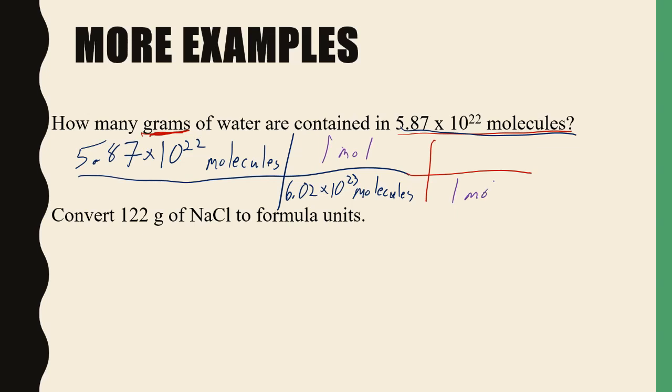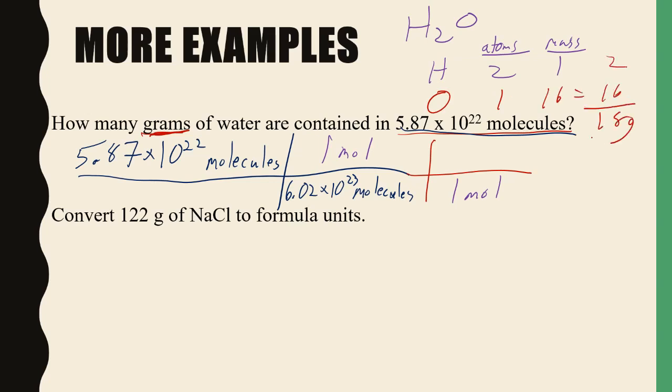water, so water is H2O. So that's hydrogen, 2 atoms of hydrogen. Each one has a mass of 1. And oxygen, I might as well switch because I learned in the last one. And each one has a mass of 16. So 16 plus 2 is a total of 18 grams. So that's 18 grams in 1 mole.